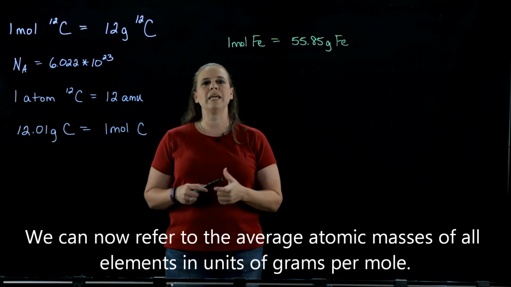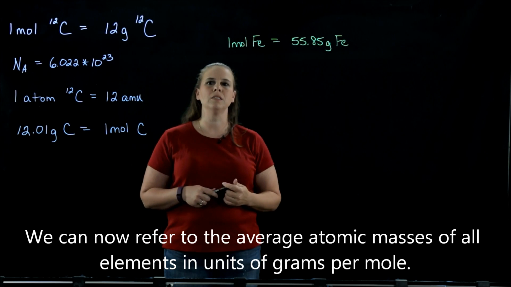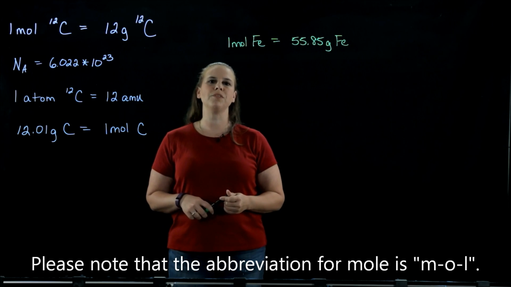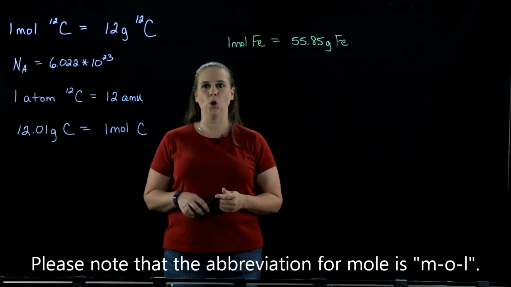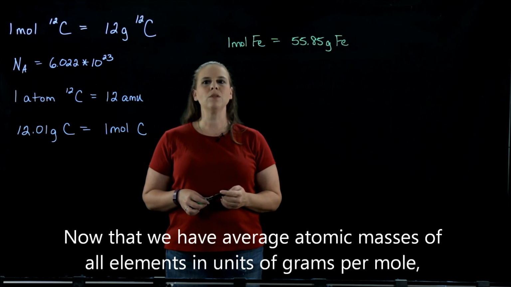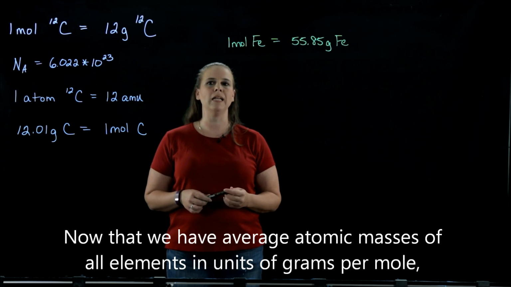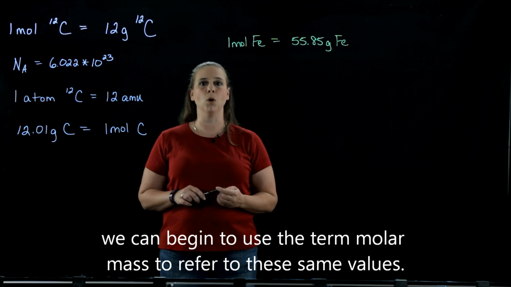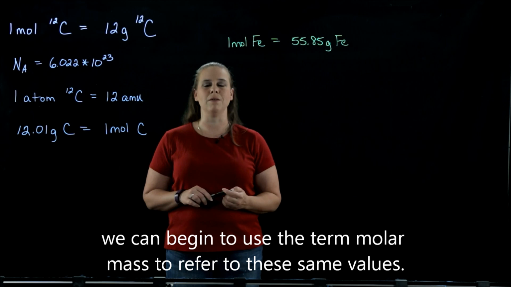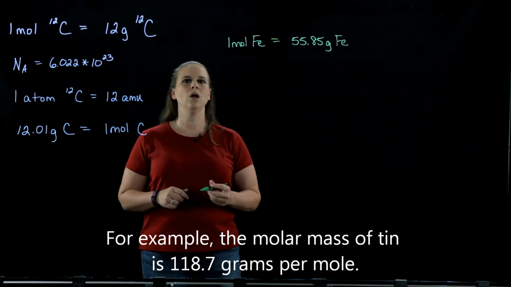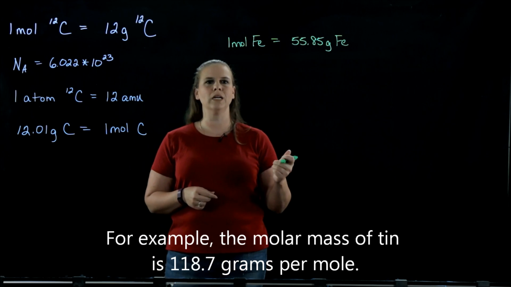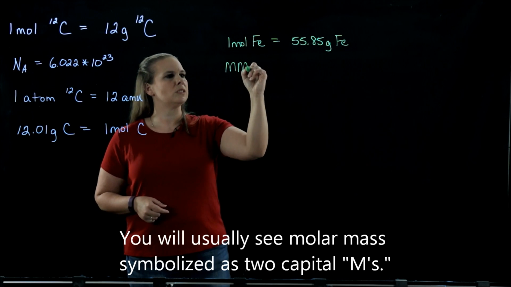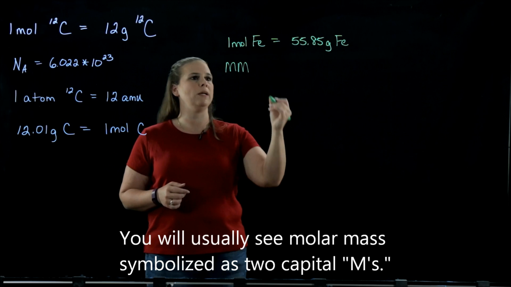We can now refer to the average atomic masses of all elements in units of grams per mole. Please note that the abbreviation for mole is mol. Now that we have average atomic masses of all elements in units of grams per mole, we can begin to use the term molar mass to refer to these same values. For example, the molar mass of tin is 118.7 grams per mole. You will usually see molar mass symbolized as a capital M.